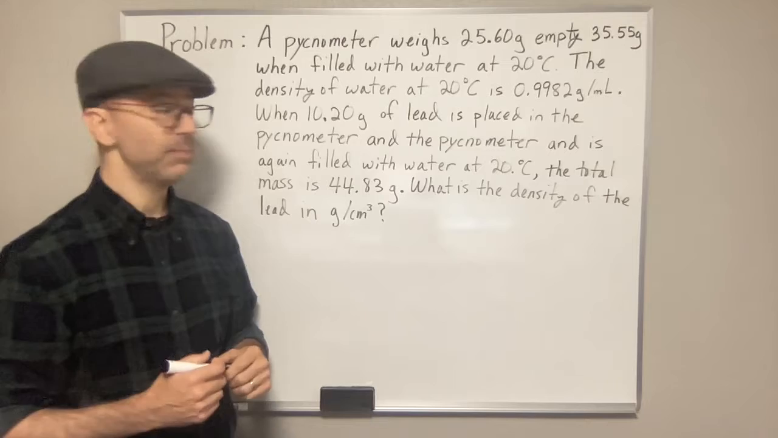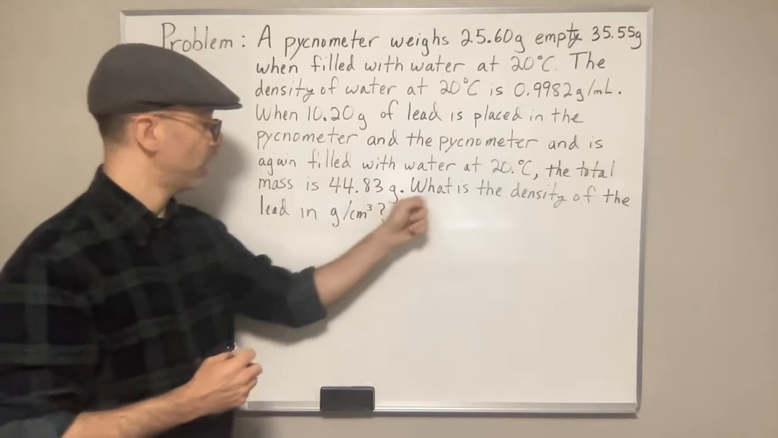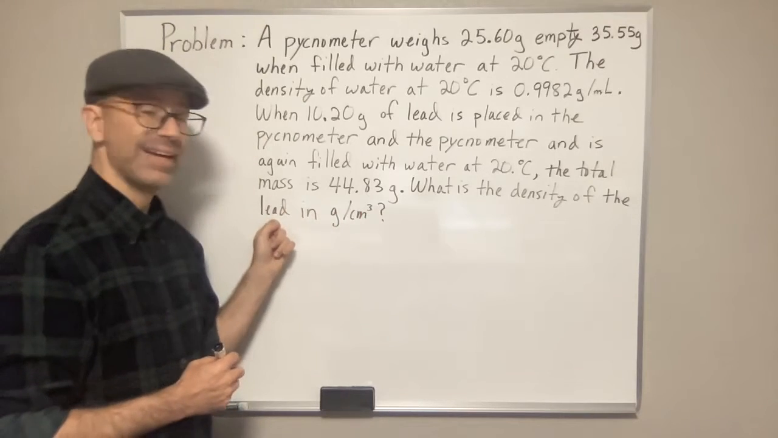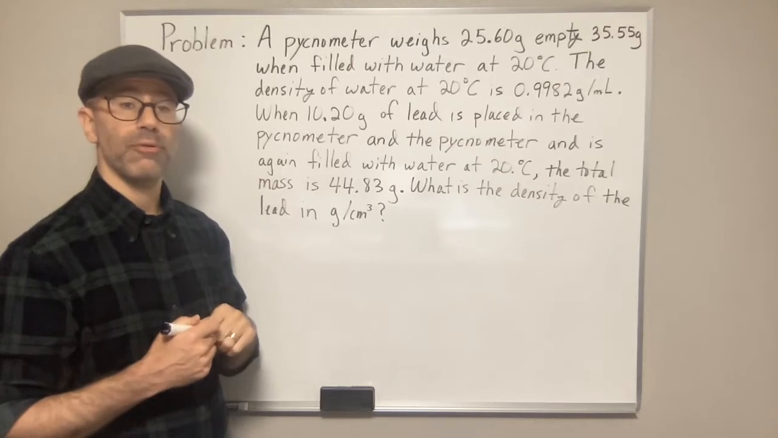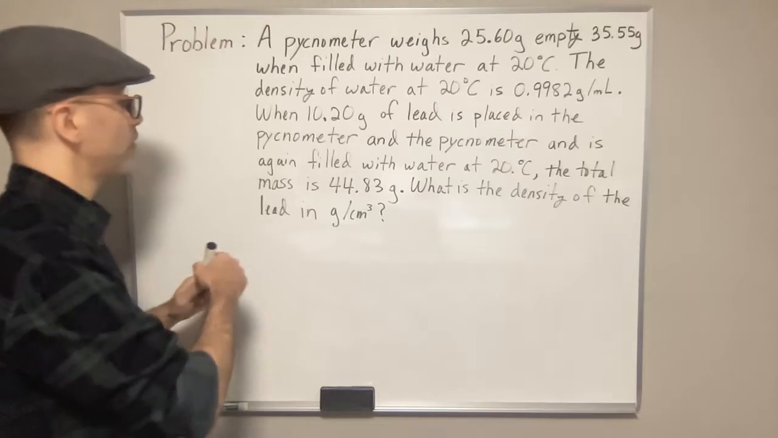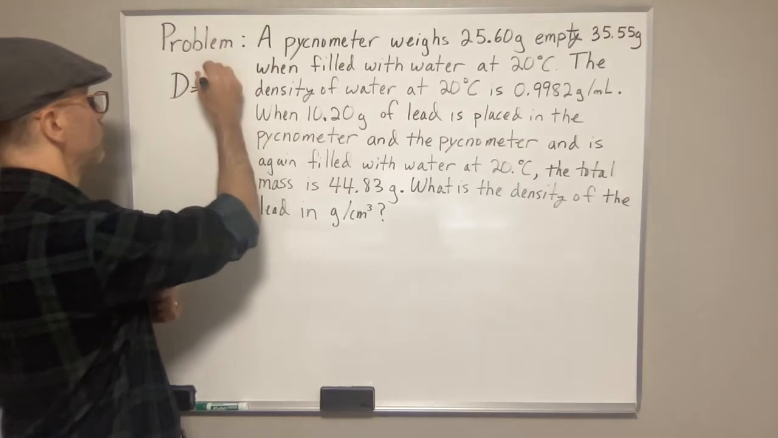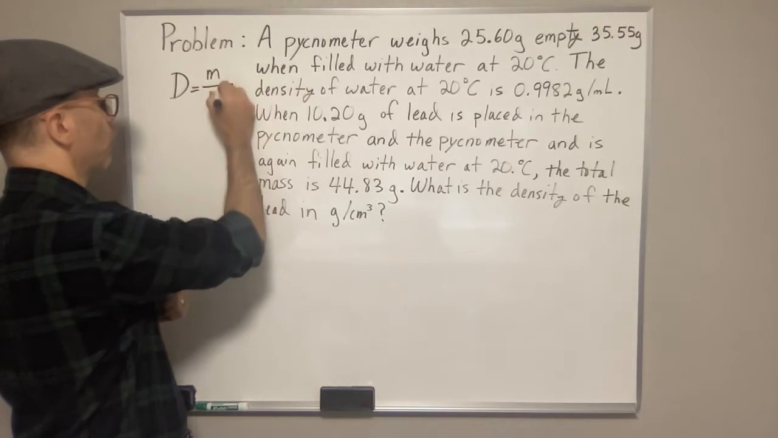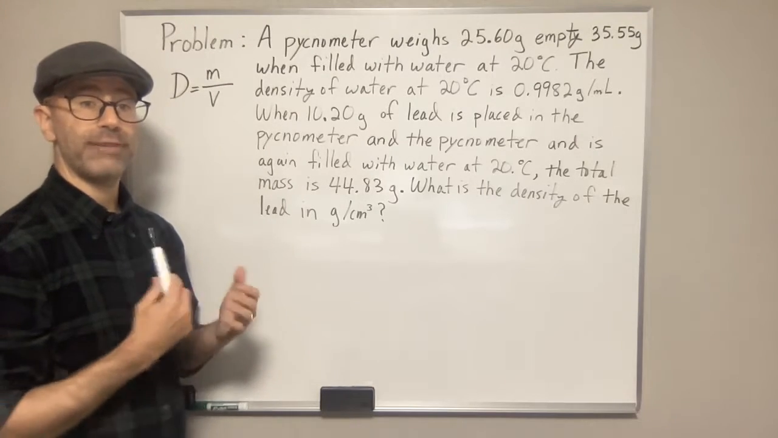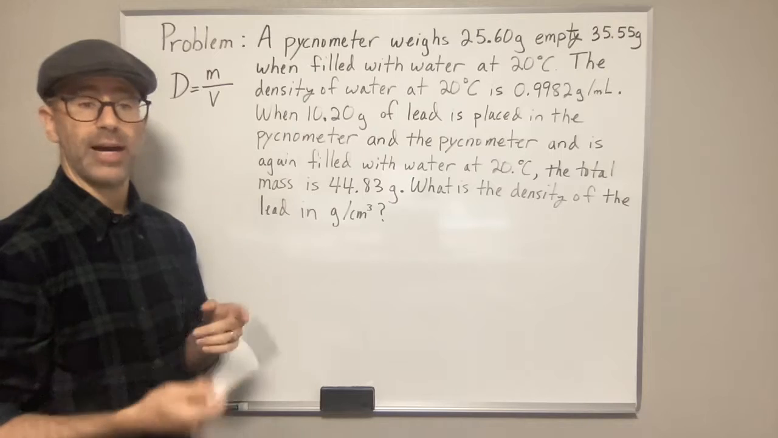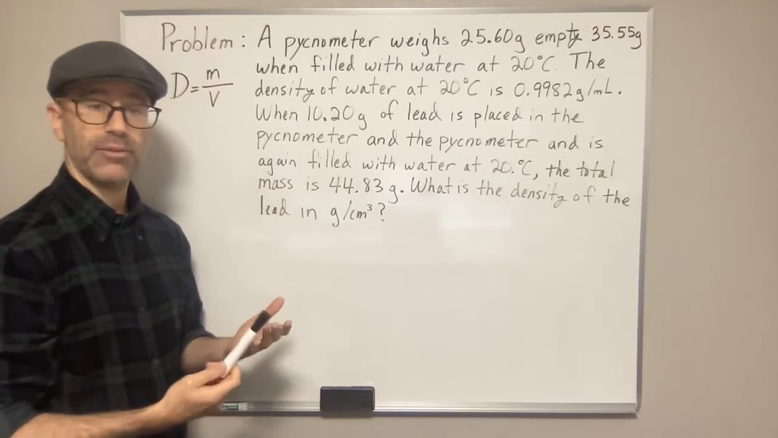And so here we're looking for density. So they want to know the density of the lead in the pycnometer. So we need to know what density is. Density is equal to the mass over the volume of the substance. So if we could find the mass and then find the volume, all we need to do is divide the two, and we've got our answer.